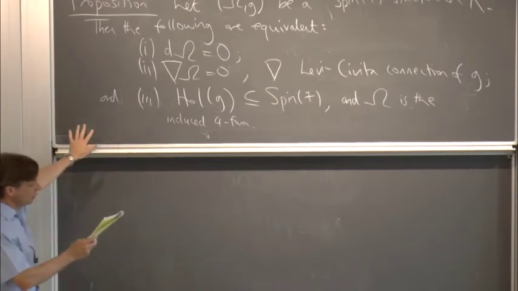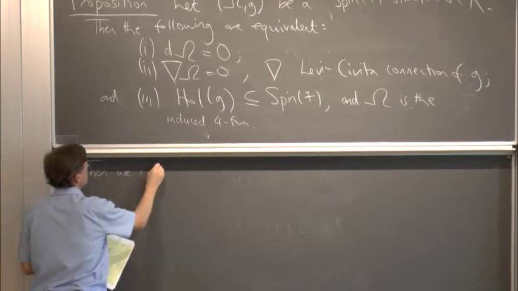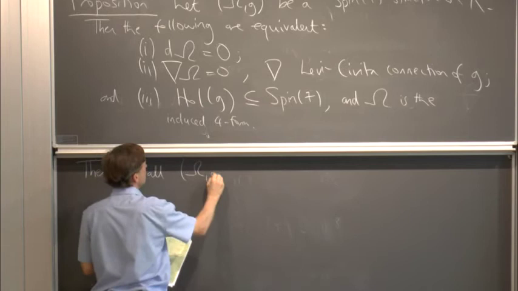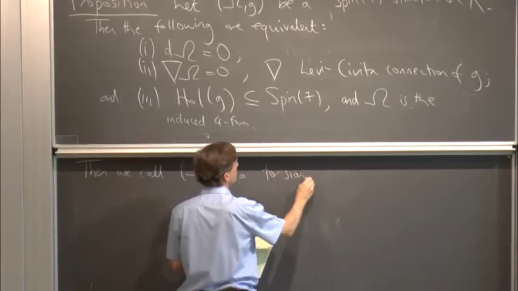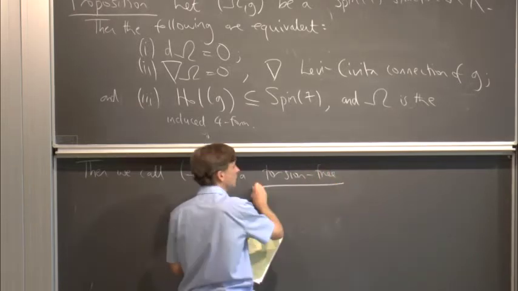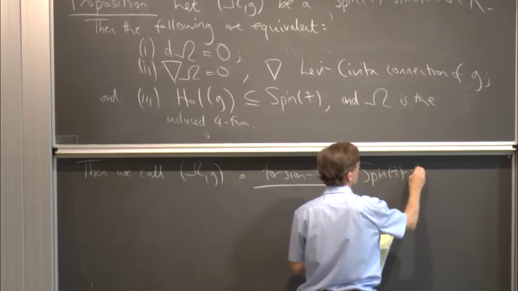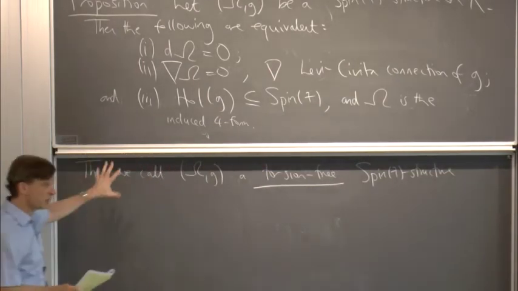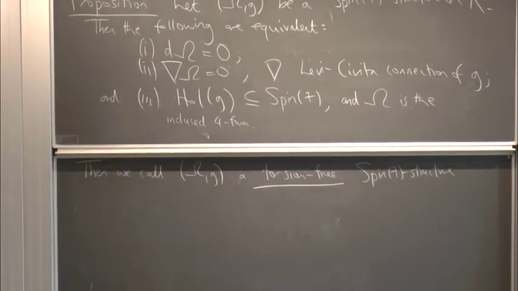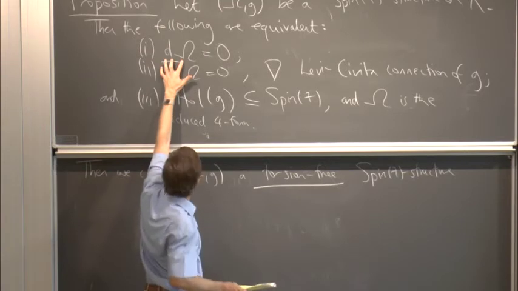Okay, so if all of these hold, then we call (M, Ω, g) a torsion-free spin 7 structure. So this agrees with the notion of torsion-free G structures I explained when we were talking about G structures. So you can think about dΩ as being the torsion of the spin 7 structure.